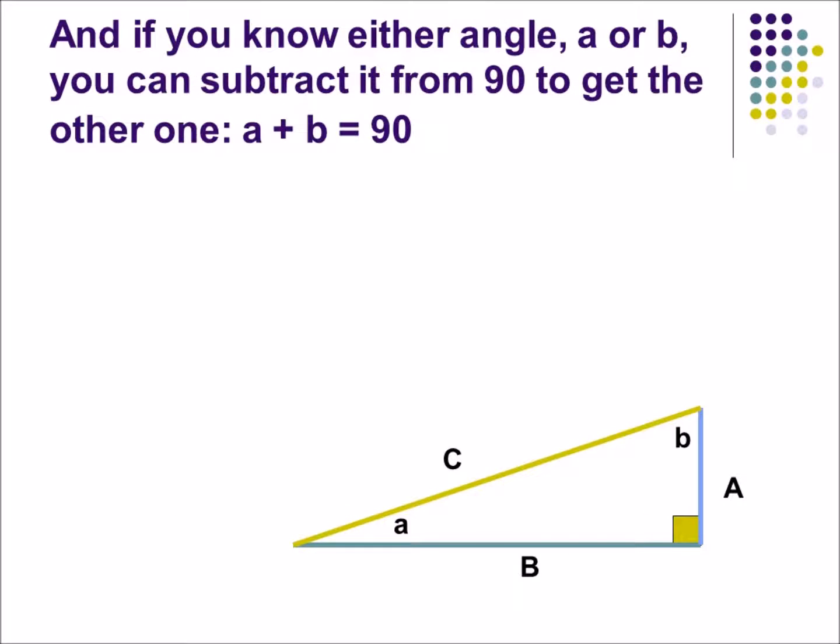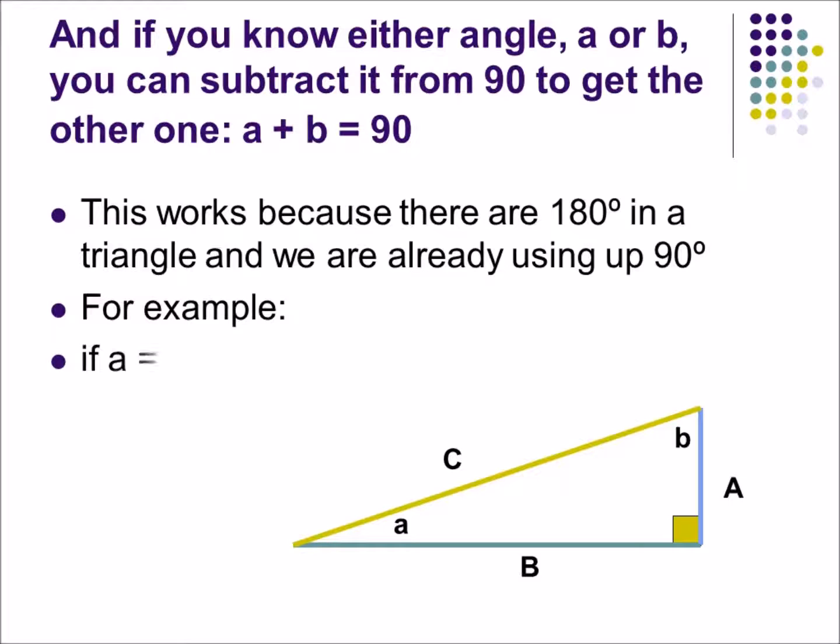The other thing is, if you know one of the 2 acute angles, you can very easily find the other one. Remember, the sum of all 3 angles in a triangle is always 180 degrees. So if it's a right triangle, one of the angles is always 90. That means the other 2 also have to add to 90. So little a plus little b has to be 90.